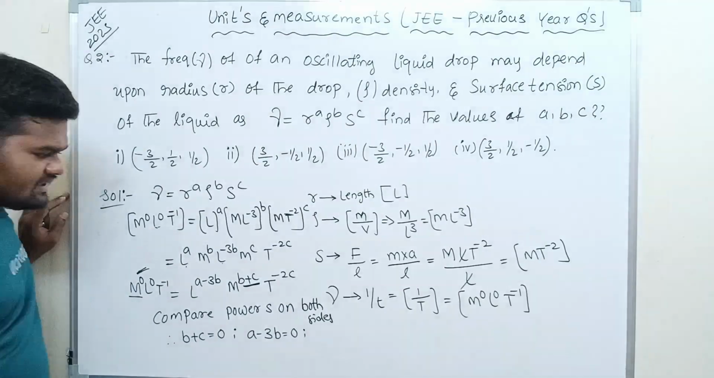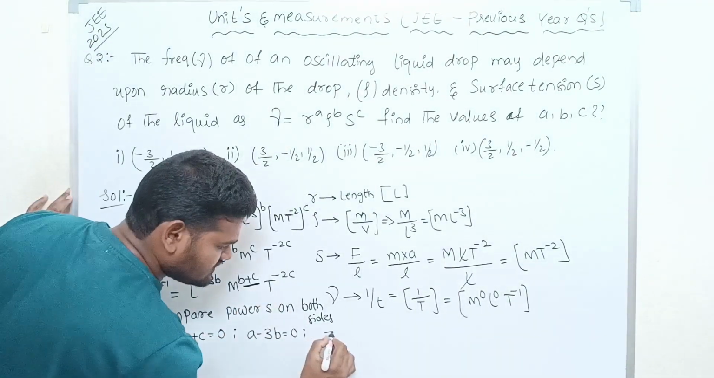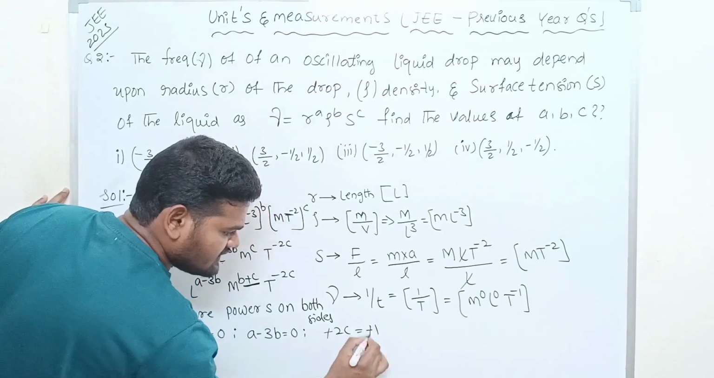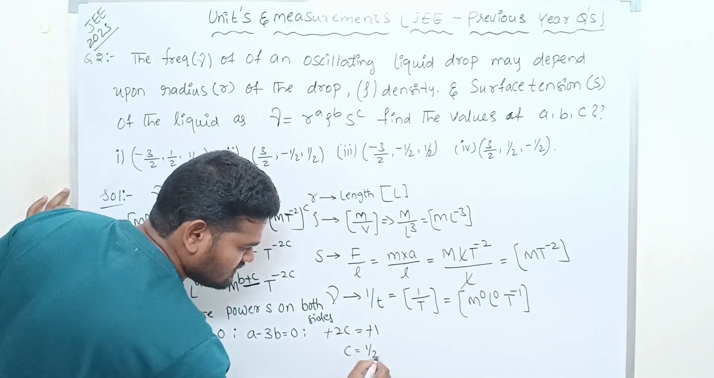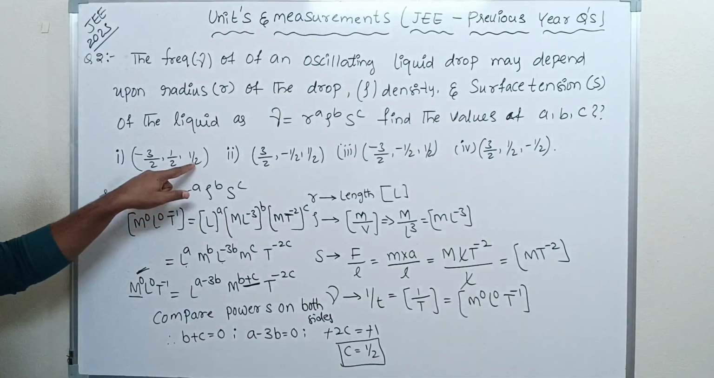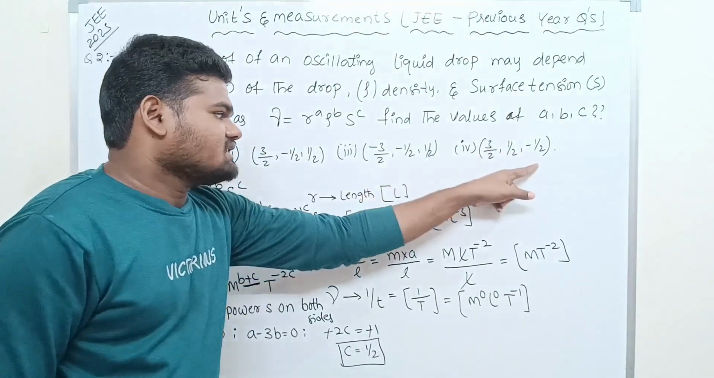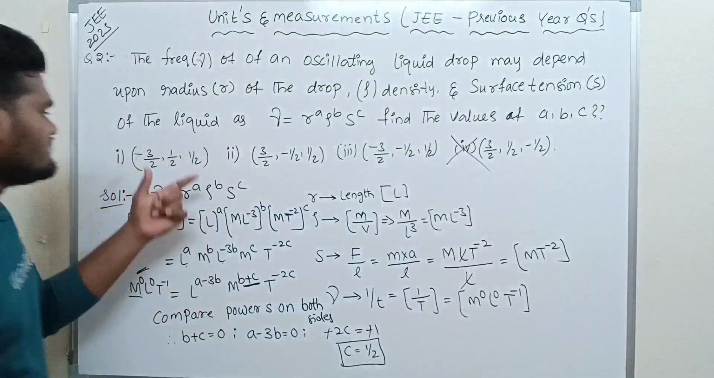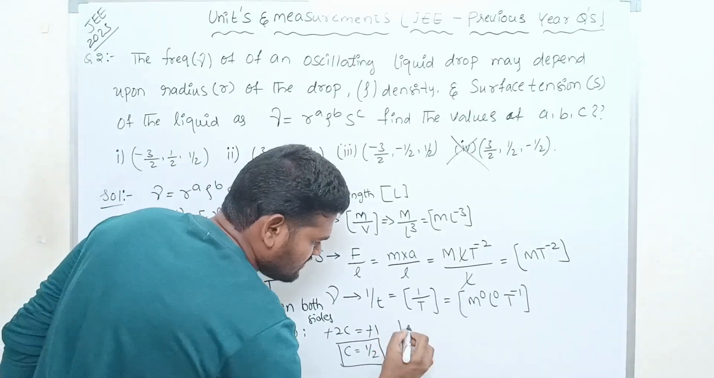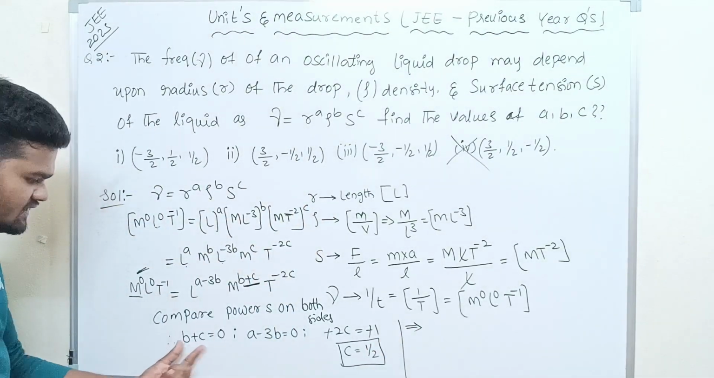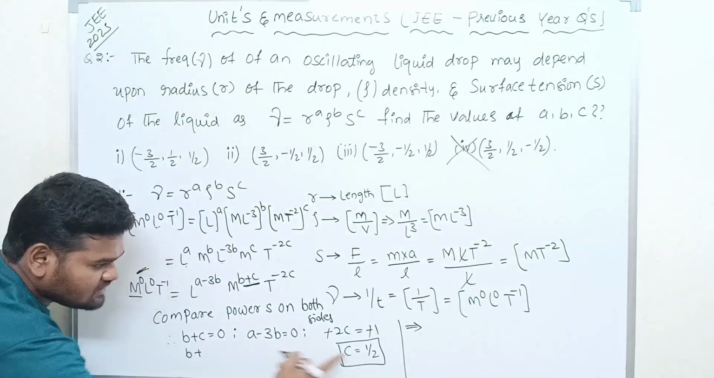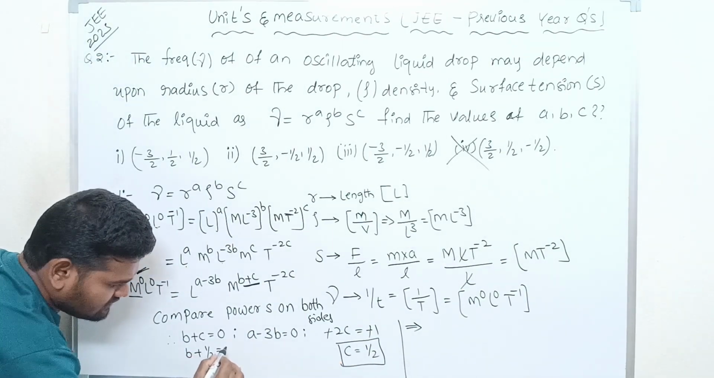Are you getting? Easy one. T power minus 2c is there, here T power minus 1 is there. So minus minus cancel out and c is equal to 1 by 2. Just check the answers. Where is 1 by 2 there? C power 1 by 2, 1 by 2, 1 by 2, minus 1 by 2. So this is not an answer. In these three we have one option. Next let us check another one. So what we have? b plus c is equal to 0.